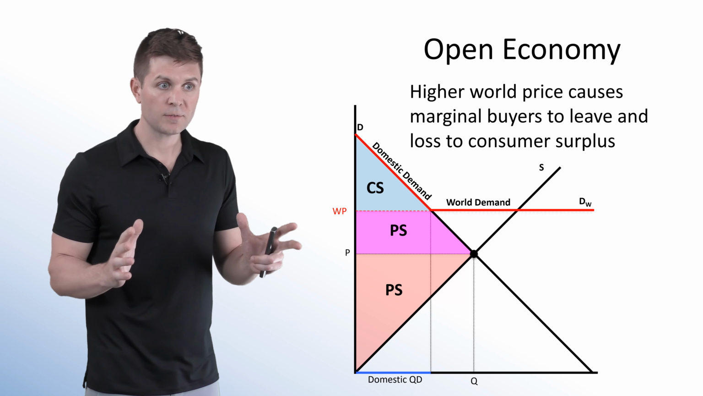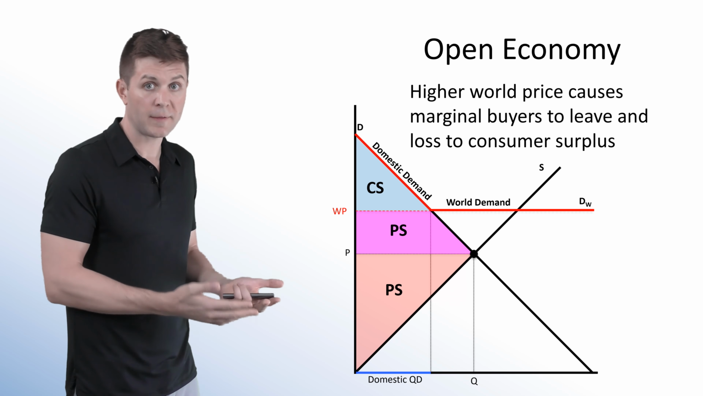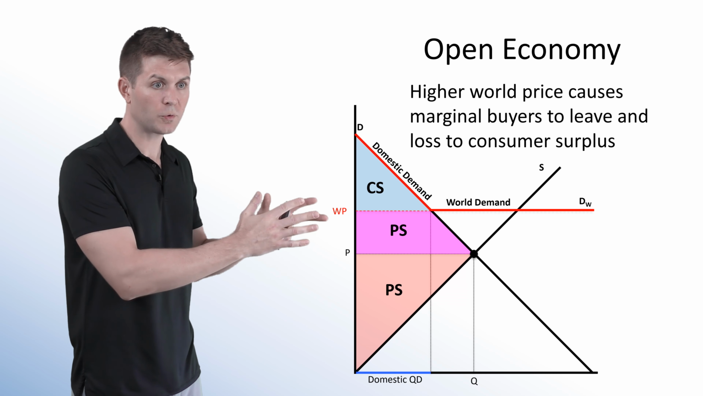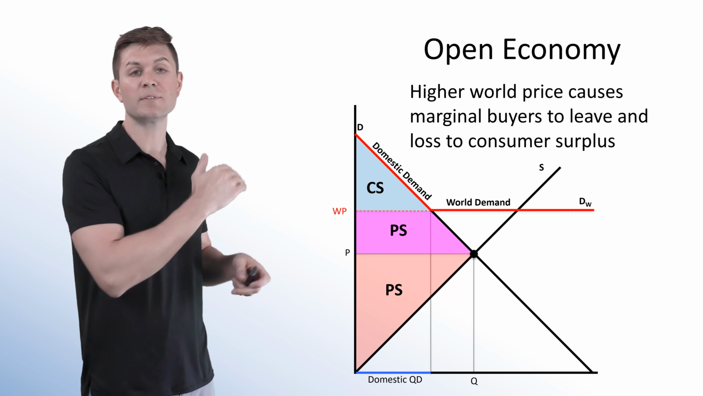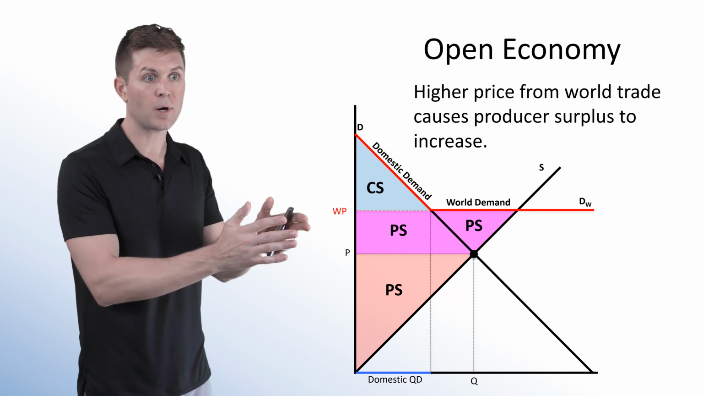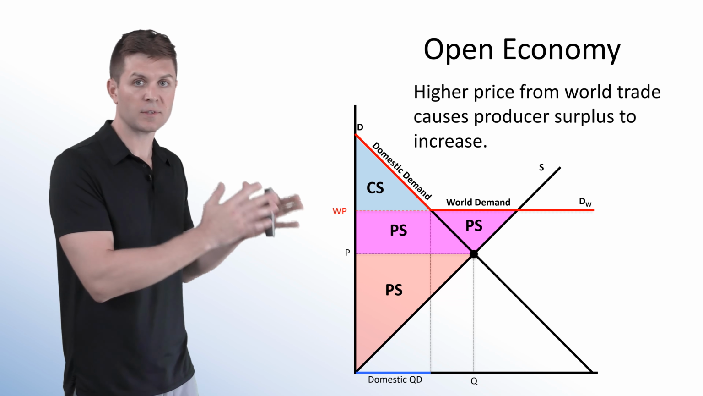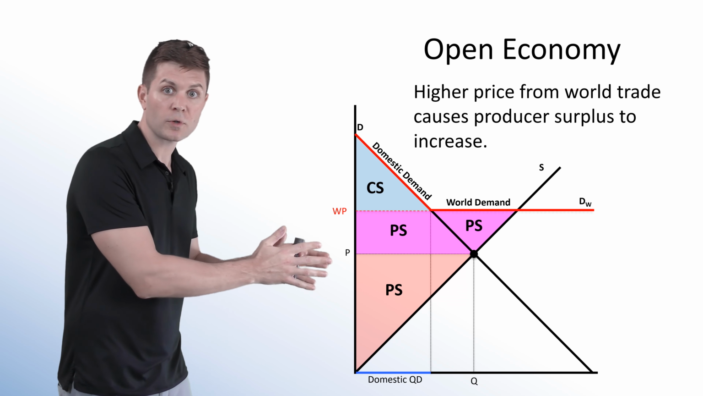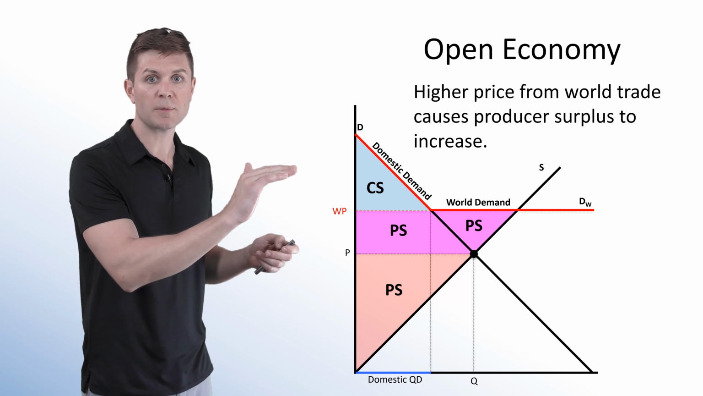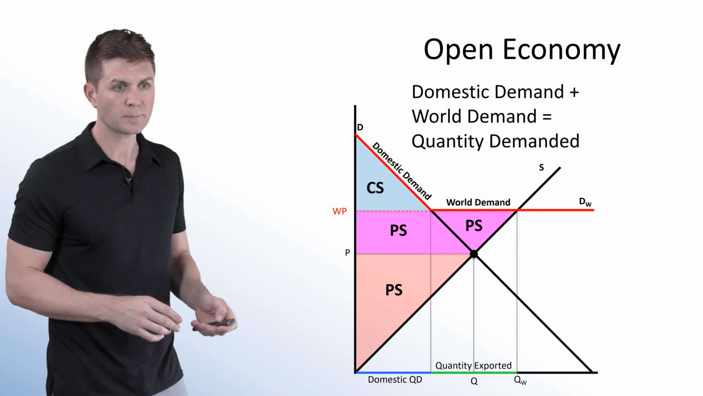So in this case, producer surplus increases. Producer surplus is found by the area above the supply curve, but below the price. So we have this whole new area that's now producer surplus instead of consumer surplus. But that's not all, because now we also have expanded our markets. The higher price from world trade causes producer surplus to increase. Existing producers have more surplus than they did before, and new producers, our marginal sellers entering the market, they are going to get that extra surplus as well.